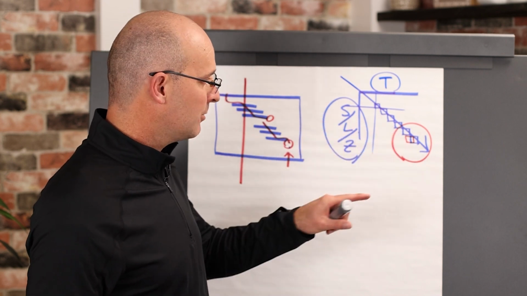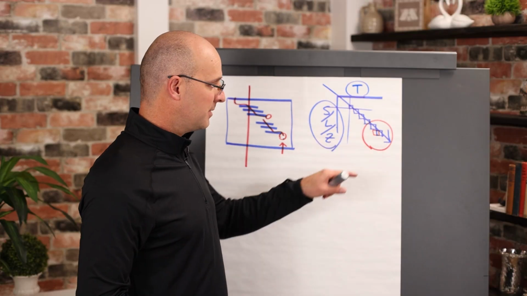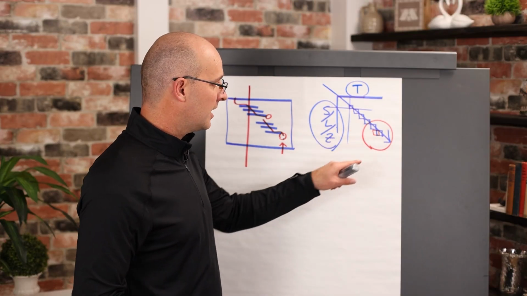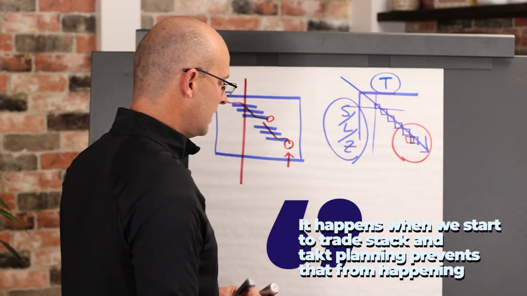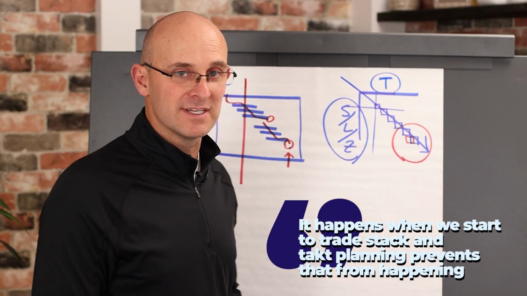trade stacking, out of sequence work, overtime, disrespecting workers, working weekends, crash landings, not being home with our families. It happens when we start to trade stack, and takt planning prevents that from happening.